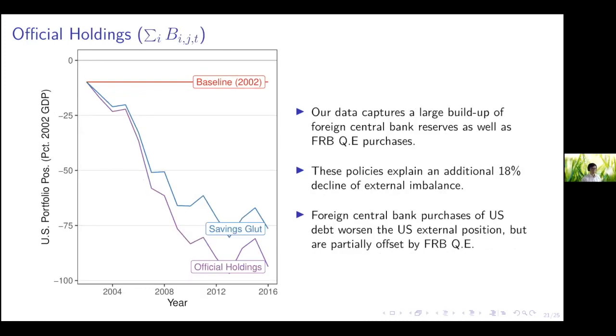So, official holdings. Our data captures two forms of official holdings so far. They capture a large buildup of foreign central bank reserves as an aggregate, but also Federal Reserve quantitative easing purchases. We can show that these policies explain an additional 18% decline in the external imbalance. So that's moving from the blue line now down to the purple line. Essentially, the dominant force here is that foreign central bank purchases of US debt are worsening the US external position. In other words, a lot of these foreign central banks have increased their position in US debt in recent periods. This is, of course, partially offset by Federal Reserve quantitative easing, but not exactly.